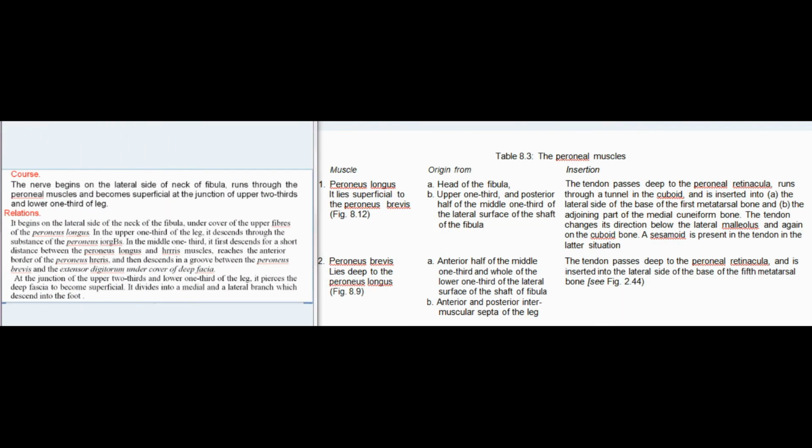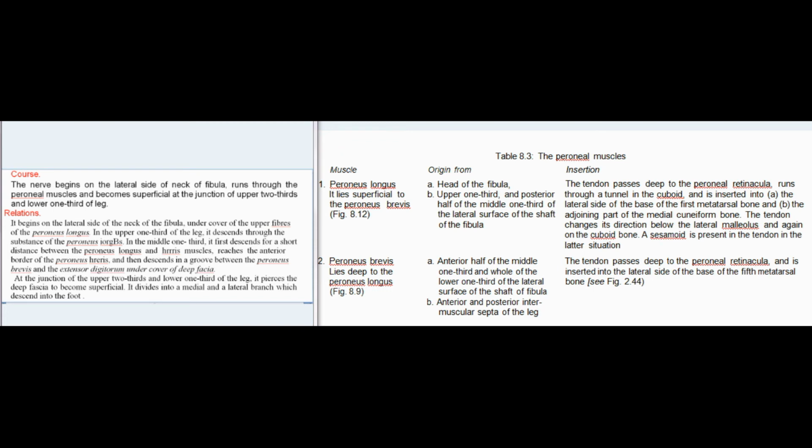Course. The nerve begins on the lateral side of neck of fibula, runs through the peroneal muscles and becomes superficial at the junction of upper 2/3 and lower 1/3 of leg. Relations. It begins on the lateral side of the neck of the fibula, under cover of the upper fibers of the peroneus longus. In the upper 1/3 of the leg, it descends through the substance of the peroneus longus. In the middle 1/3, it first descends for a short distance between the peroneus longus and brevis muscles, reaches the anterior border of the peroneus brevis, and then descends in a groove between the peroneus brevis and the extensor digitorum longus under cover of deep fascia.